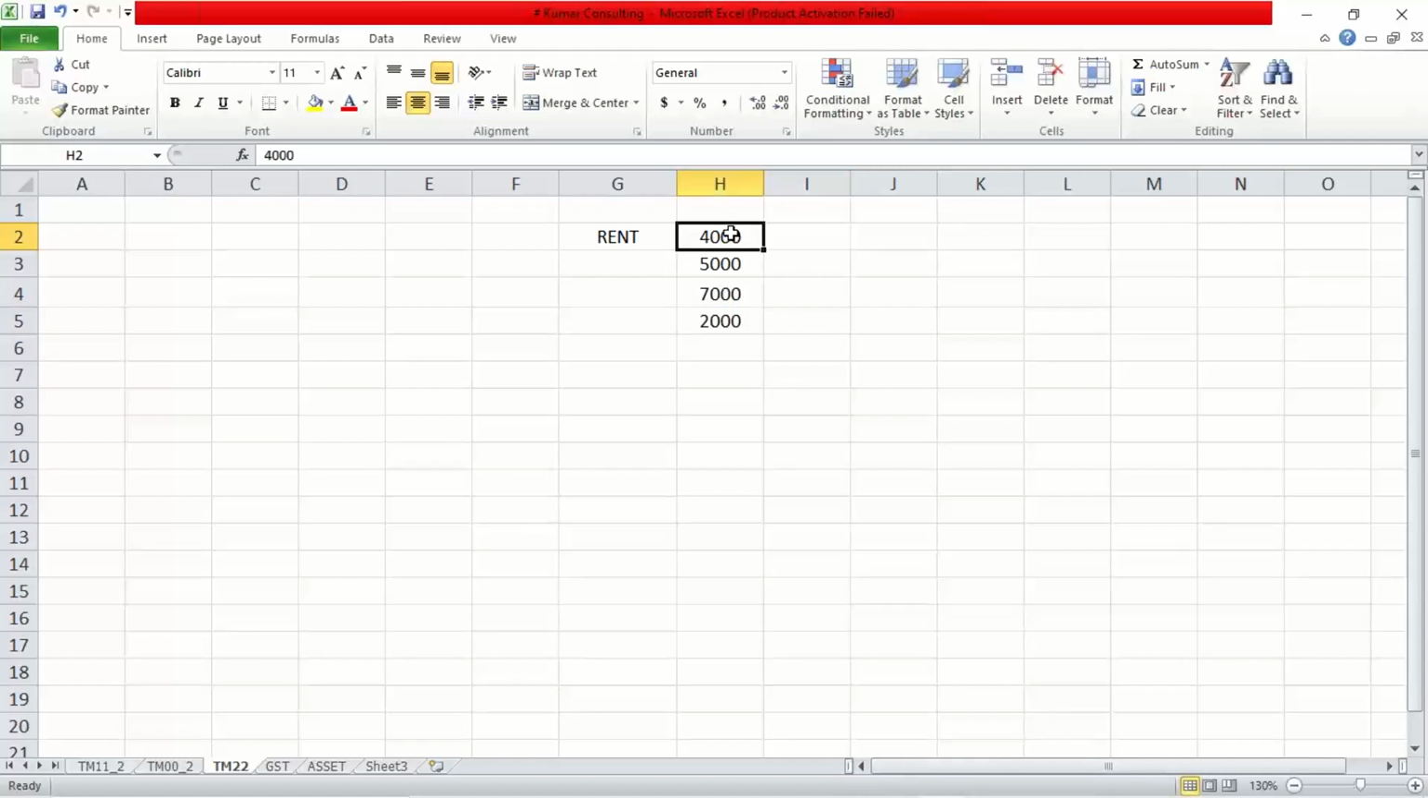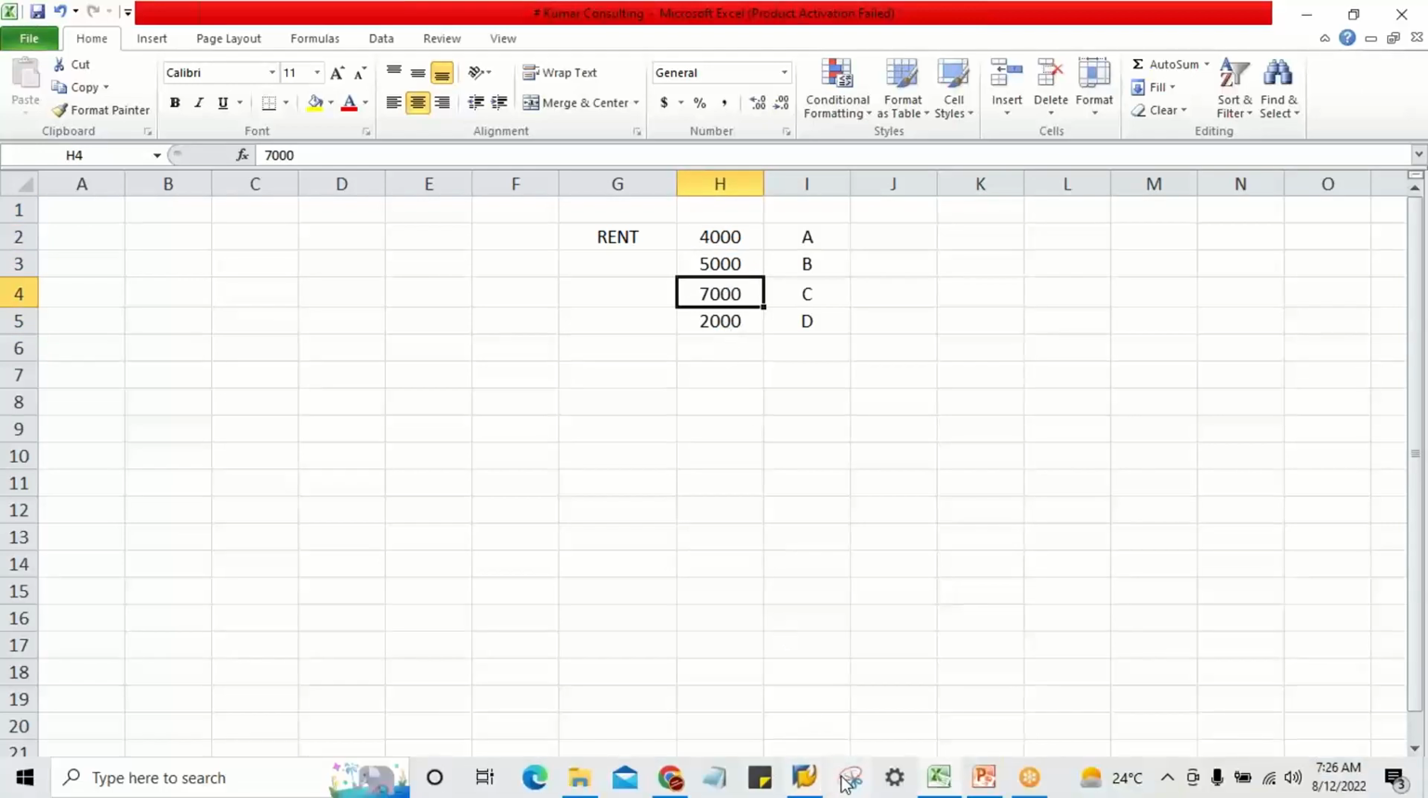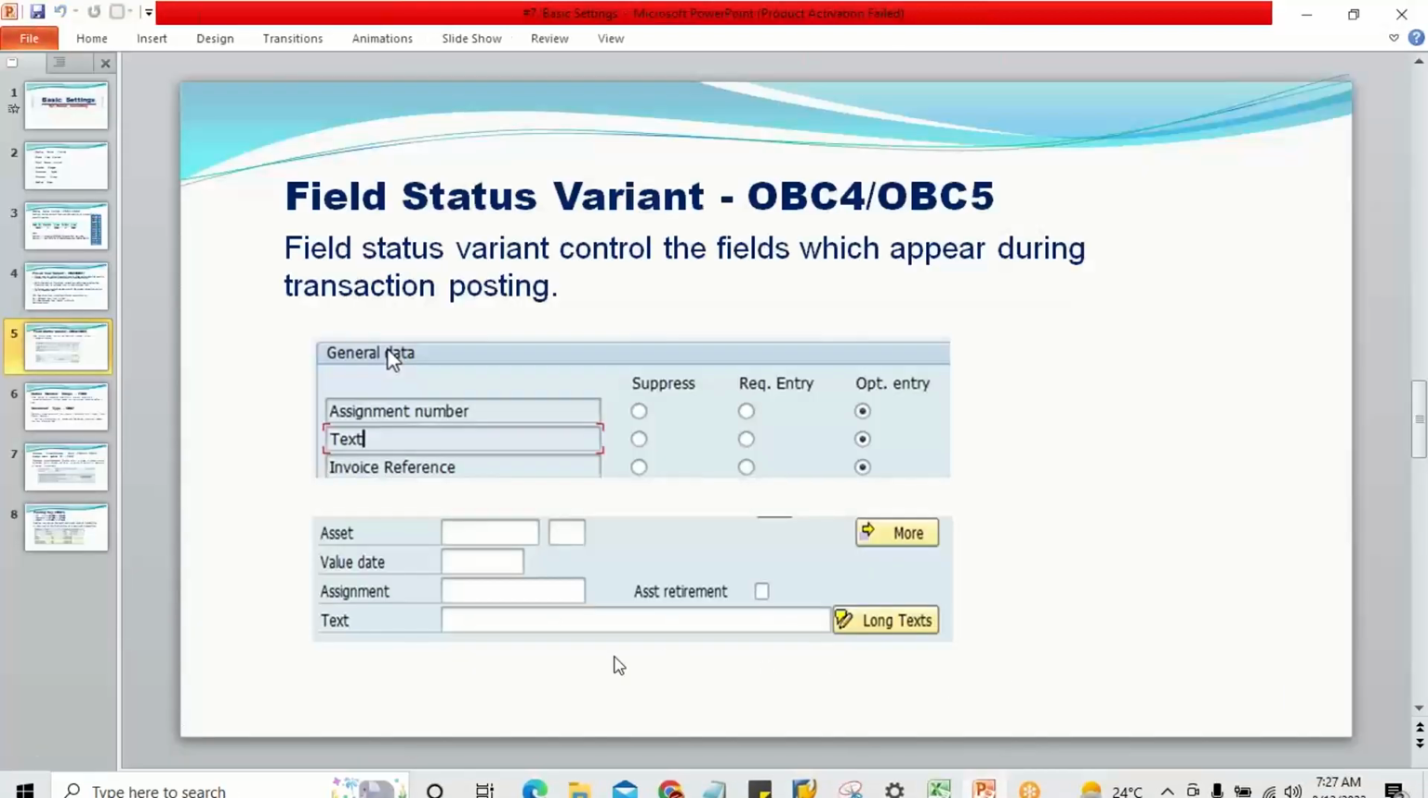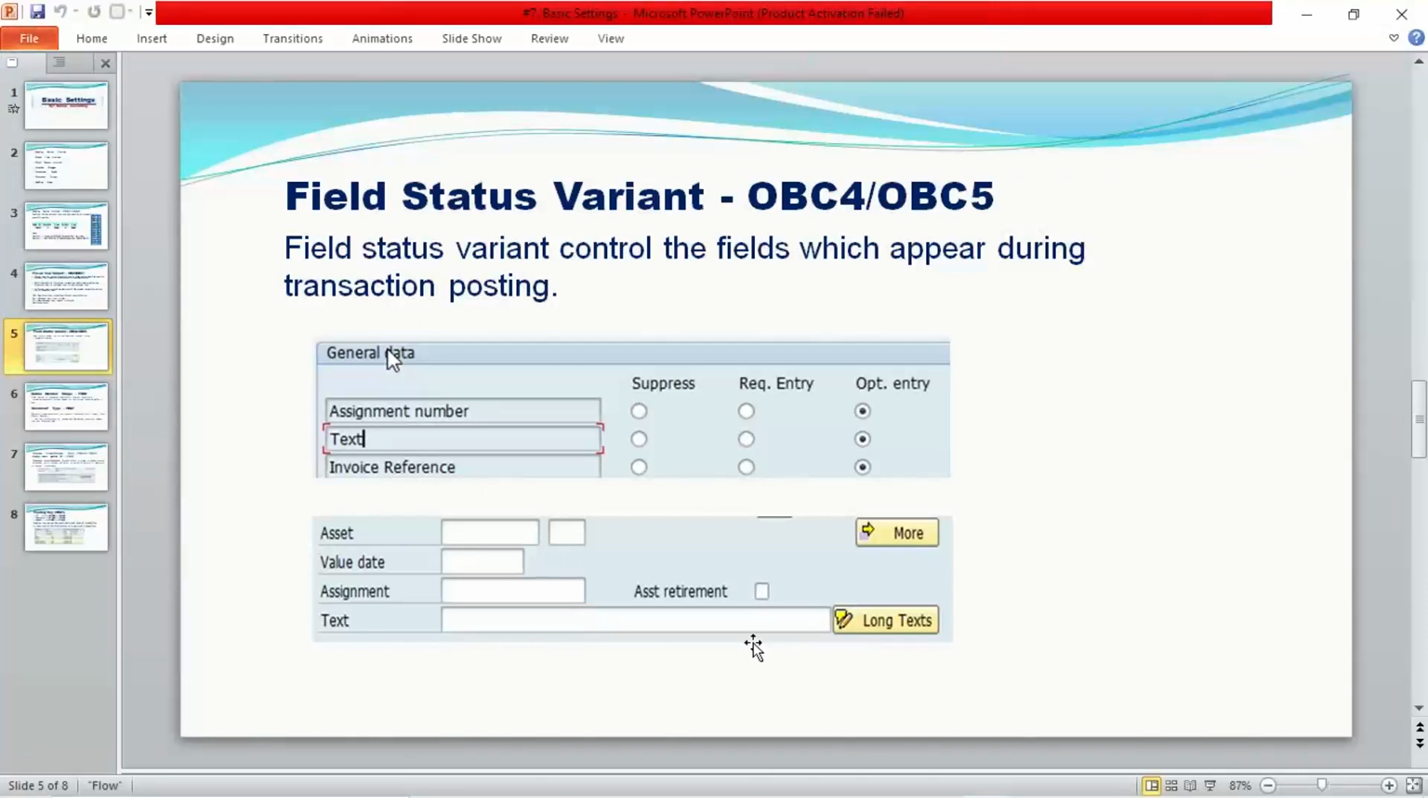This transaction is for an office which belongs to city A. This is for city B, C, D. Different offices mean different localities. So this rent belongs to a different office, and these all belong to different offices. How will you come to know? Transactions are getting posted, but how will you know which office this amount belongs to? That can be specified in the text field while posting the transactions.